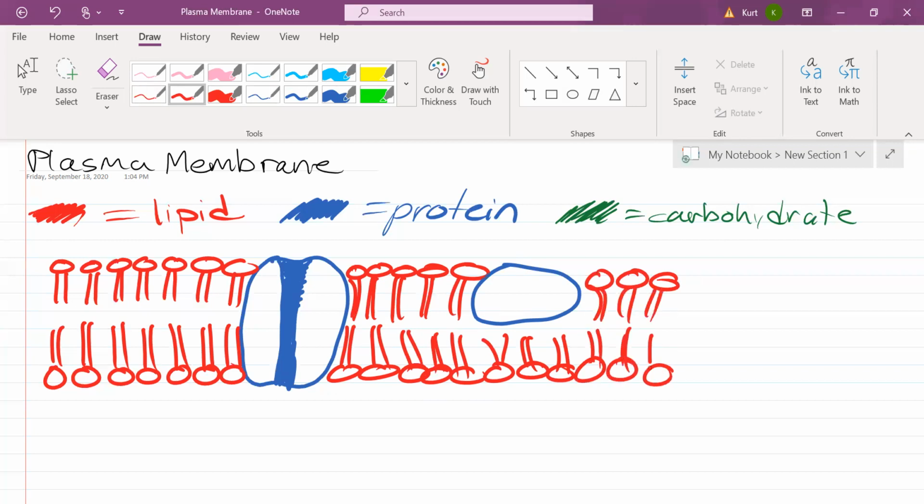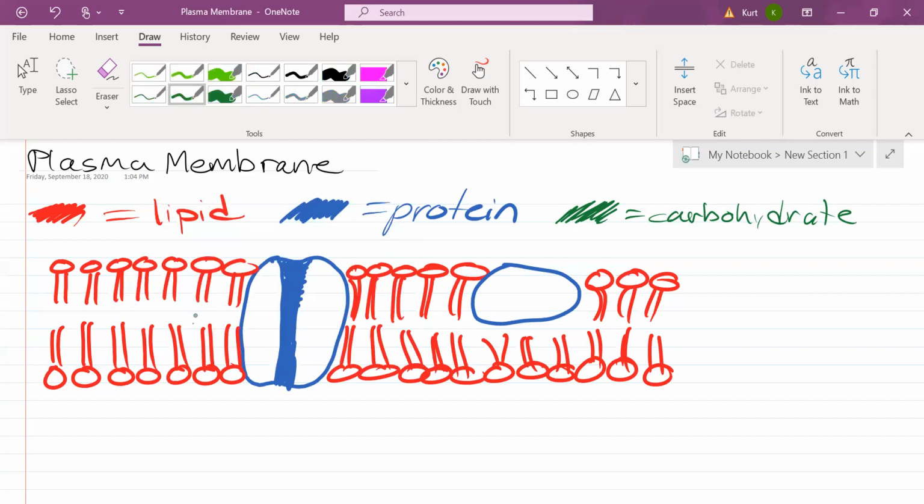Okay, so far I really only have three things drawn. You see one big blue blob? That is called an integral protein. It goes all the way through the phospholipid bilayer from one side to the other. Then you see another blue blob that only goes halfway through. That's called a peripheral protein. And these will all be broken down and explained throughout today's class. So I'm not just going to say what they are and move on. We are going to break it down.